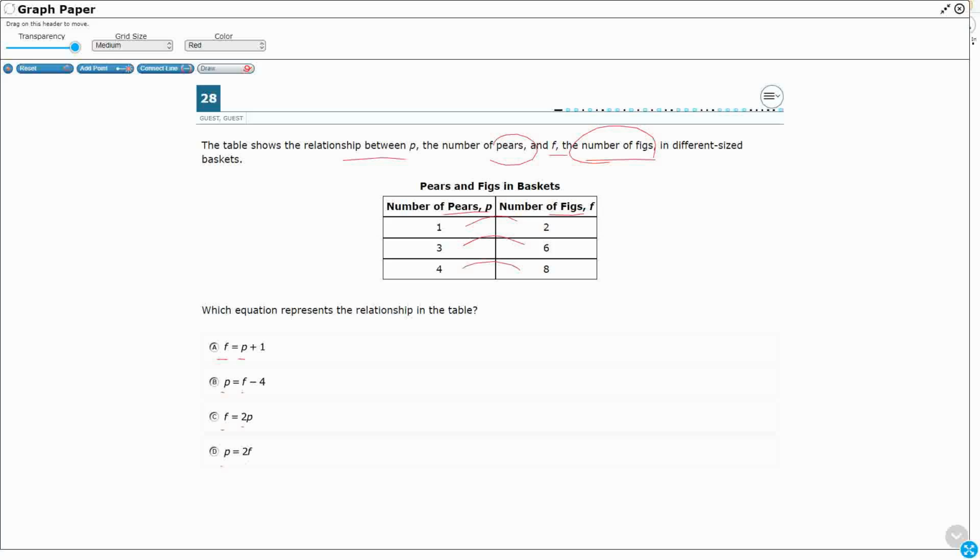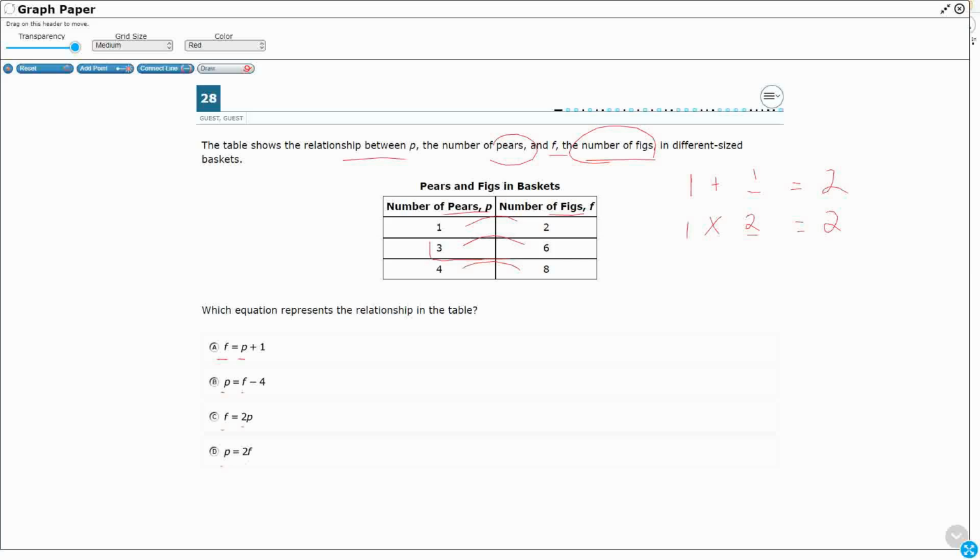Your numbers are getting bigger. 1 gets bigger to 2, 3 gets bigger to 6, 4 gets bigger to 8. So I've got two options here. When it gets bigger, I can add something, or I can multiply by something. I'm going to find an answer for both. 1 plus what makes 2? That's plus 1. 1 times what makes 2? Times 2. So if we just had this first row, it could be an additive or multiplicative relationship.